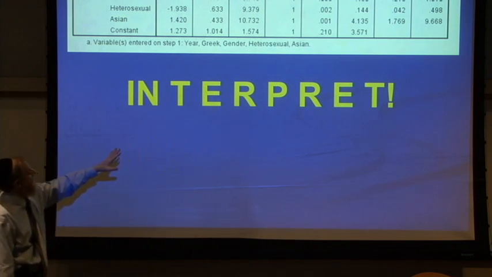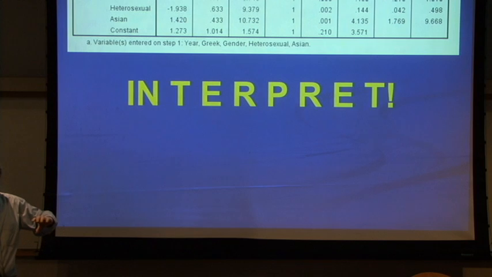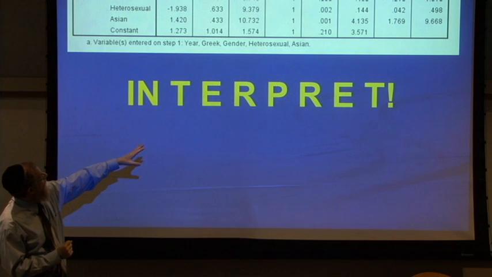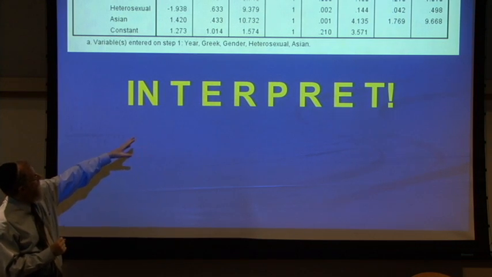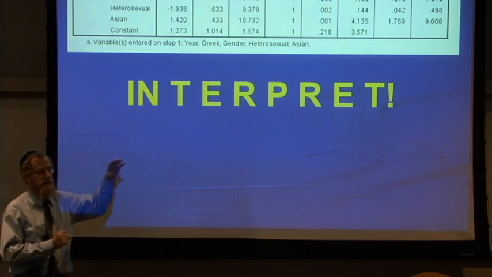So we say that it is a statistically significant association. Asians had much greater odds of having generalized anxiety disorder, a positive screen. And the confidence interval for the odds ratio is 1.769 to 9.668.